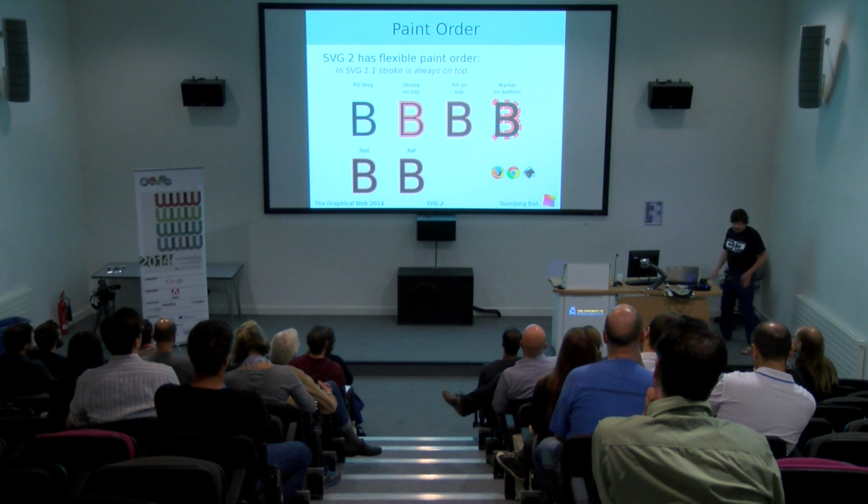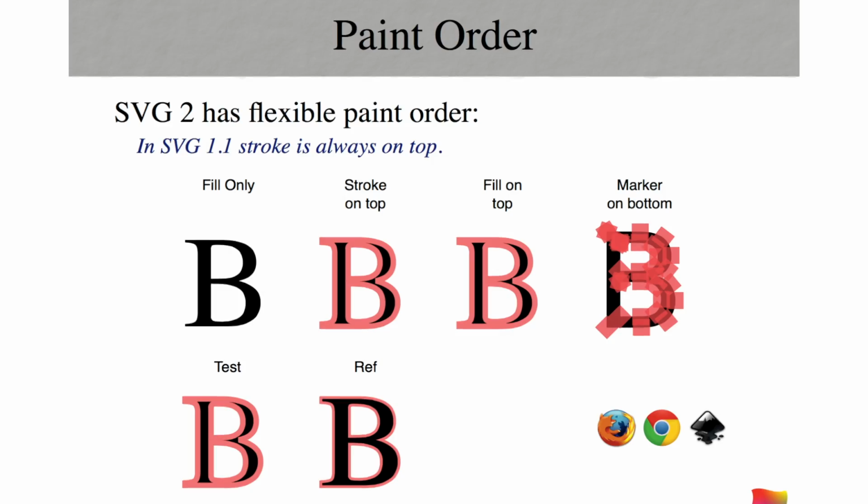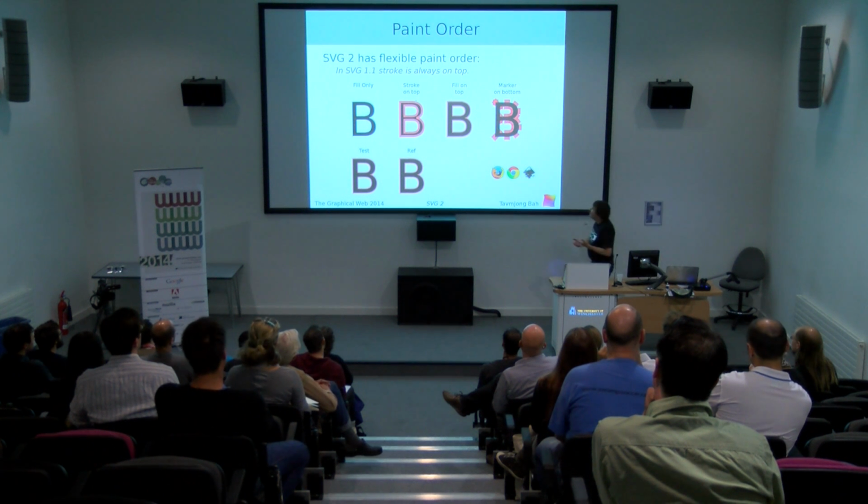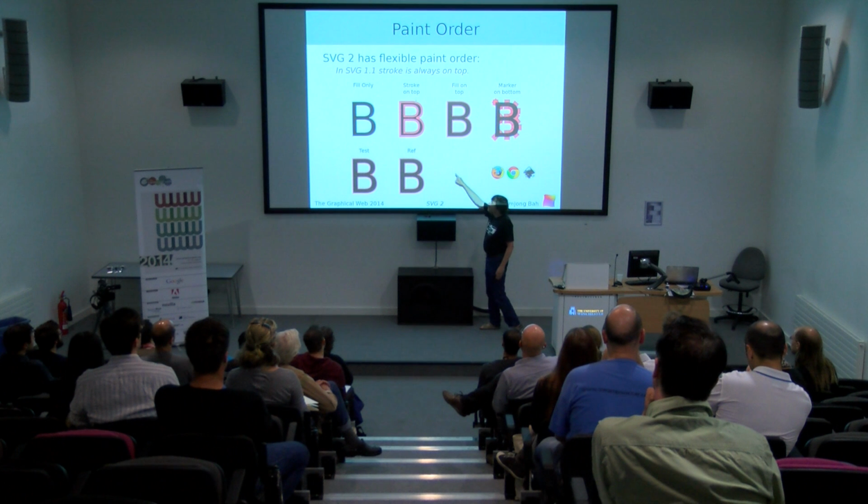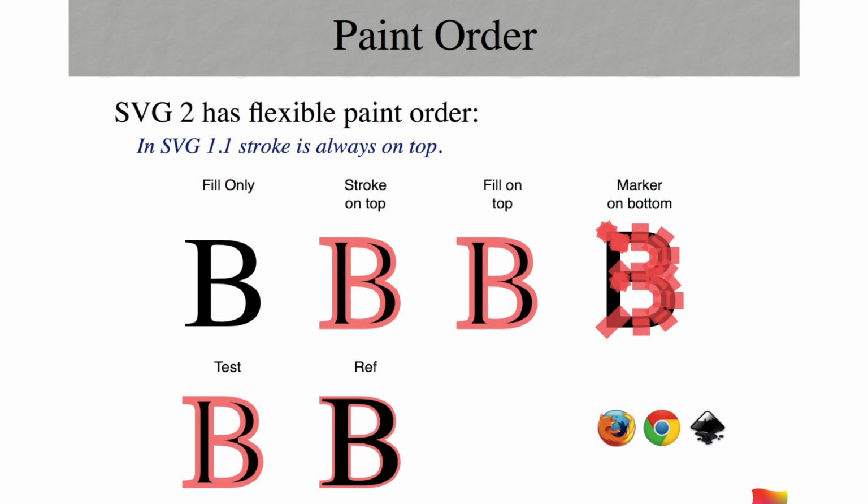Now this is something that's very nice and has been asked for a long time, and that is to have a flexible paint order. In SVG 1.1, the stroke is always painted on the top. And this is not what you want if you want to try to outline text. As you can see here, the stroke on top makes the B look pretty horrible. What you want to be able to do is put the stroke behind. And there are ways of doing that.